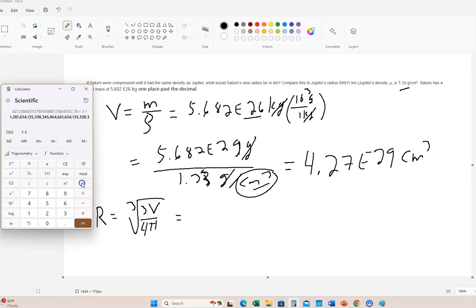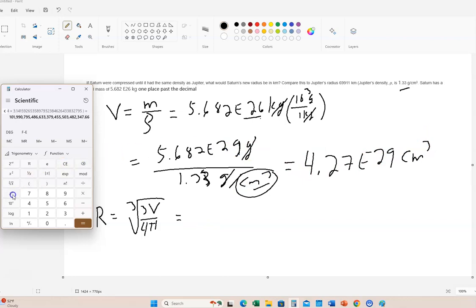I'm going to put the 4 pi in parentheses, so divided by parentheses 4 times pi. Both the 4 and the pi are in the denominator. This is what's underneath the cube root, and now I have to take the cube root of all that. The cube root will give us the answer in centimeters, because if I'm in cubic centimeters, the answer will be in centimeters.